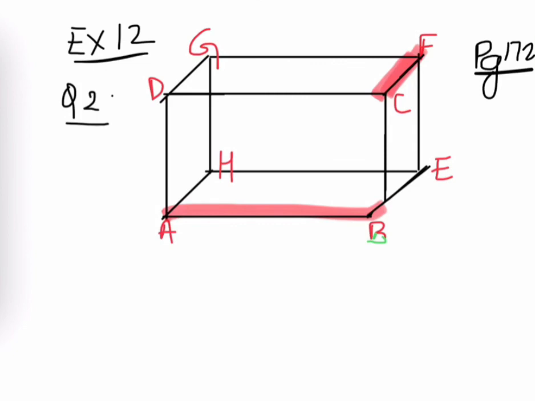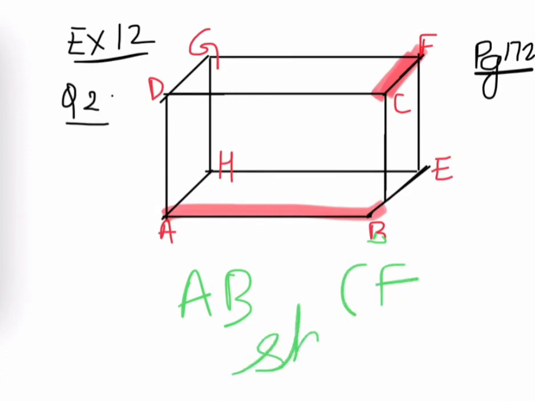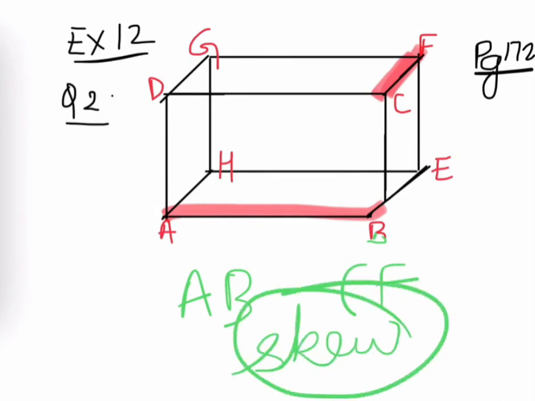So what are they? AB and CF are skew. There is a term, skew, that you will learn afterward. These are skew lines. That is, they are never going to intersect each other, which means they might seem parallel, but they are not parallel because they are not lying in the same plane. They are lying in different planes. That is why these two lines are not parallel. They are called skew lines. So this is something which is new for all of you.